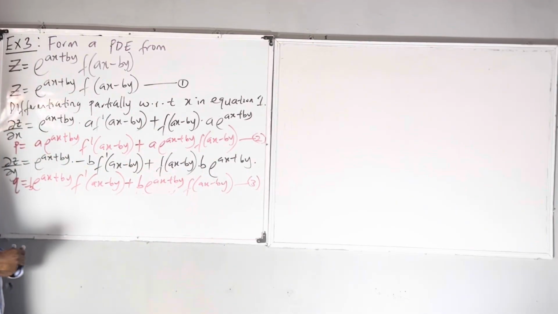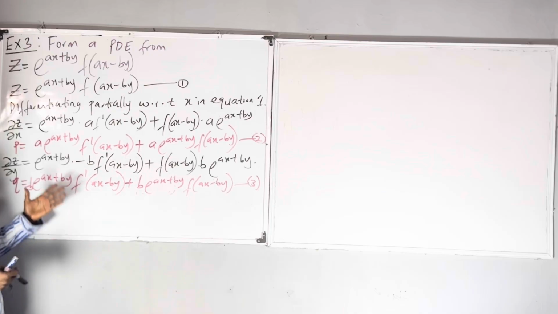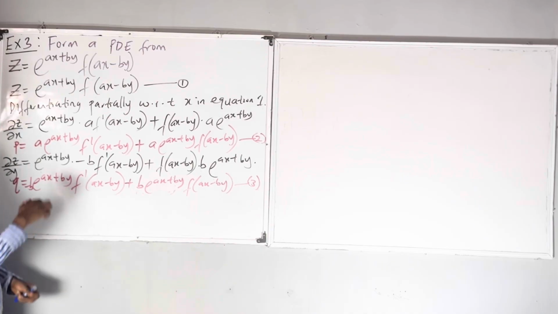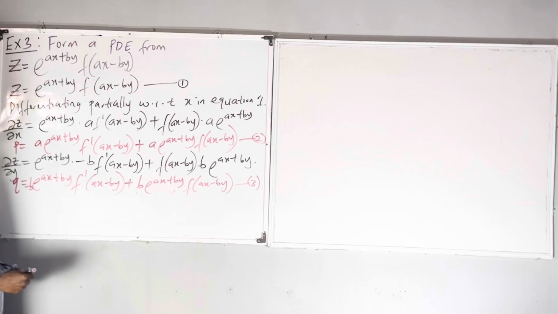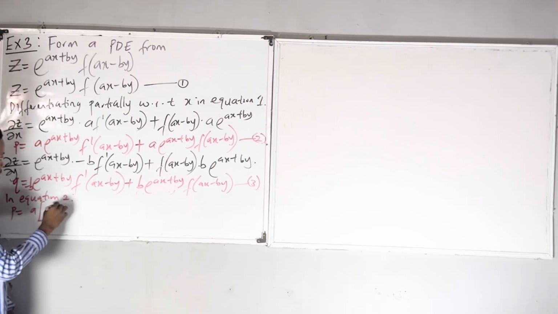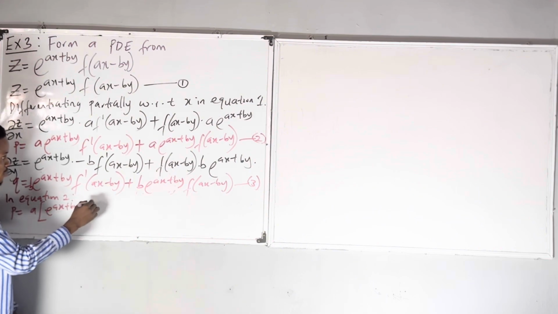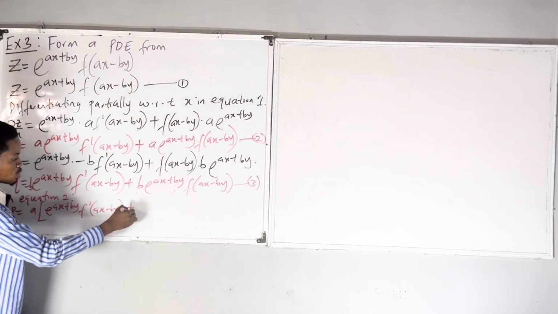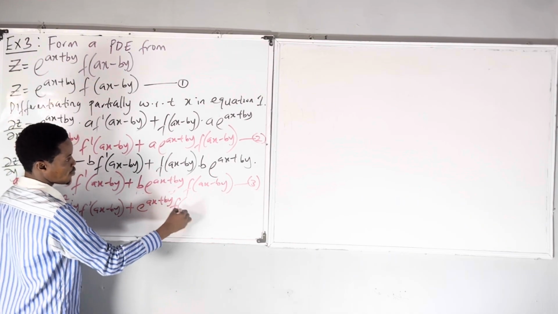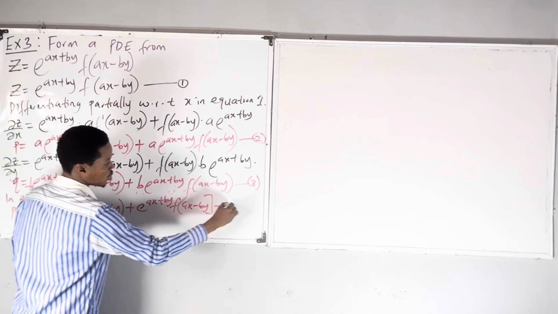Now what are we going to do? Look at equation 2 and equation 3. How can I eliminate the arbitrary function from this case? There's a variable common in equation 2 and a variable common in equation 3. If you look at equation 2, a is there, a is there. I can easily factorize a outside. So in equation 2, I have p is equal to a. A is common between them. Let me take a outside. e to the ax plus by f prime of ax minus by, plus a is outside, I'm going to have e to the ax plus by f of ax minus by. Call this one equation 4.